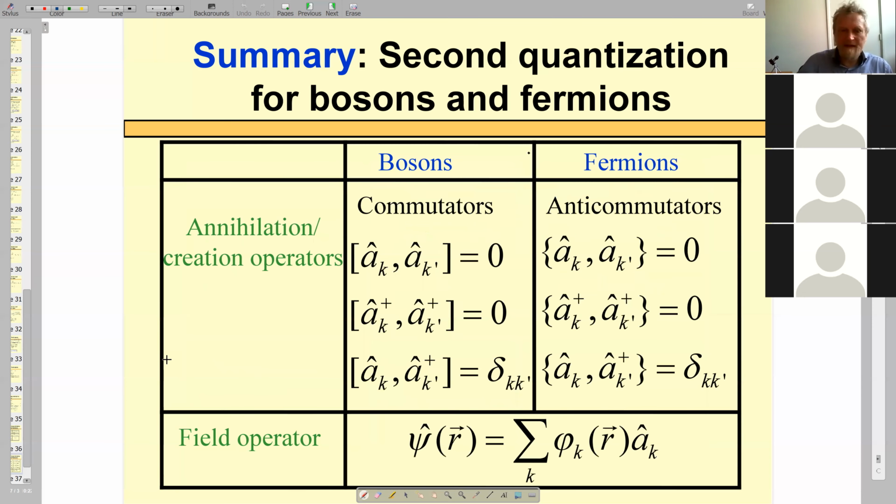Let's come to today's lecture. Annihilation and creation operators. We have a system of levels labeled by K. It could be a wave vector. It doesn't have to be. Any basis in a single particle space would suffice. For bosons, we have commutation relations. They do commute at different levels, and A and A dagger do not commute at the same level.